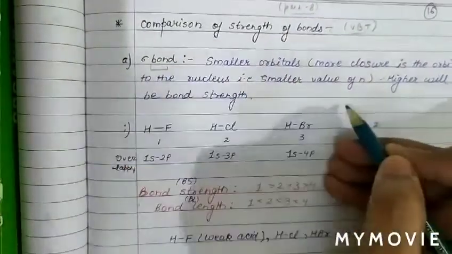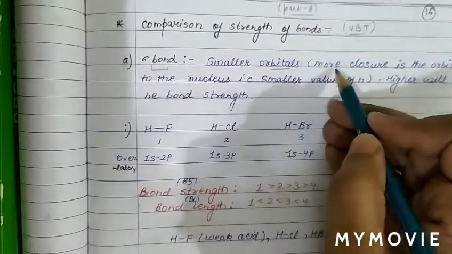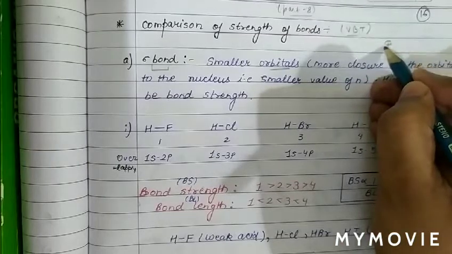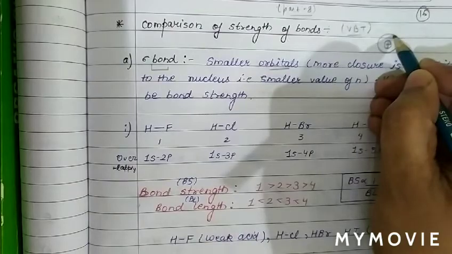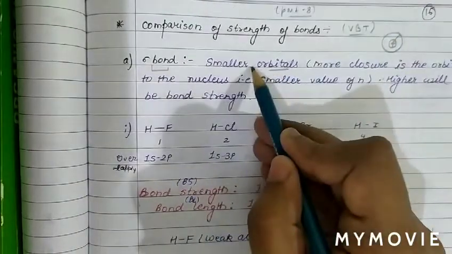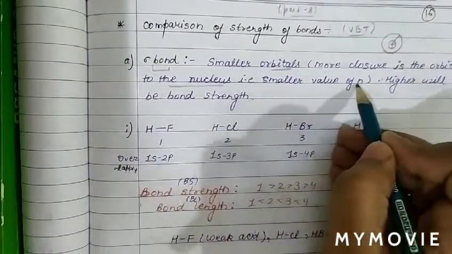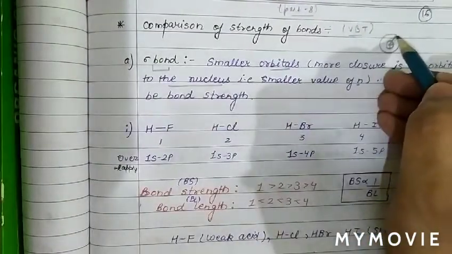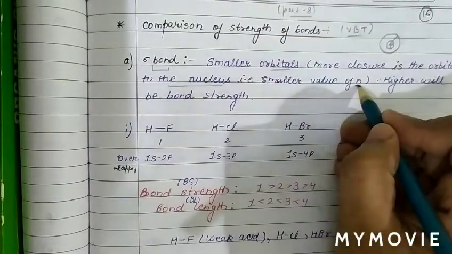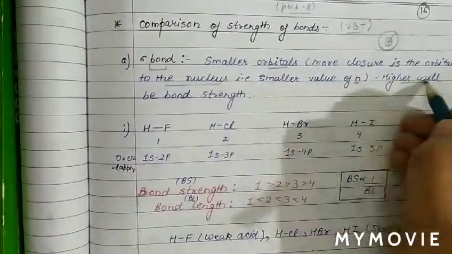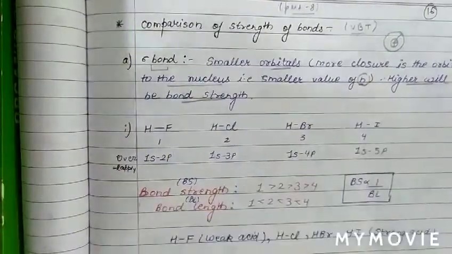Sigma bond, as we know, if the orbital is smaller, then the valence shell is closer to the nucleus. So the smaller the orbital, the closer it is to the nucleus, meaning a smaller value of n. If the valence shell is close to the nucleus, the principal quantum number is small, so the bond strength will be higher.